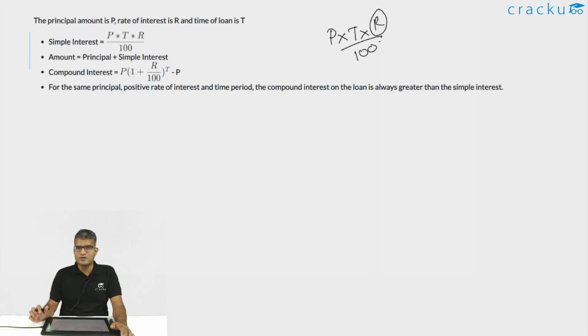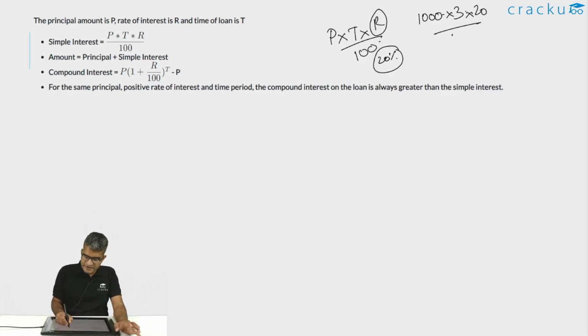For example, if you are told that 1000 rupees are invested in simple interest for 3 years and the rate of interest is 20%, here R is equal to 20. If you are told that this is 20%, you have to take R to be 20 and divide it by 100. This is the simple interest on 1000 rupees for 3 years at the rate of interest of 20% per annum. This will be equal to 600.